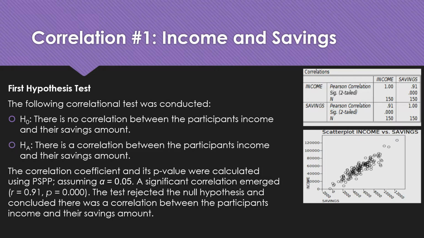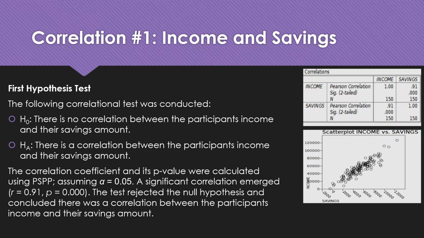We look at the first hypothesis test, which is between income and savings. The following correlational test was conducted. The null hypothesis states there is no correlation between participants' income and their savings amount. The alternative hypothesis states there is a correlation between the participants' income and their savings amount.